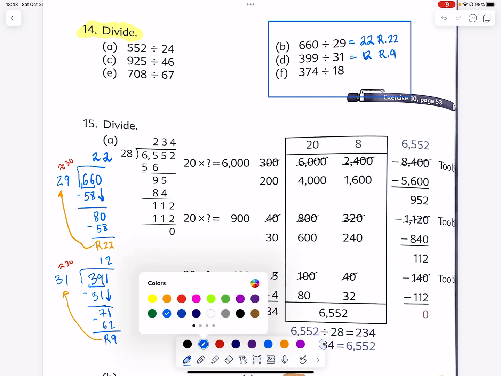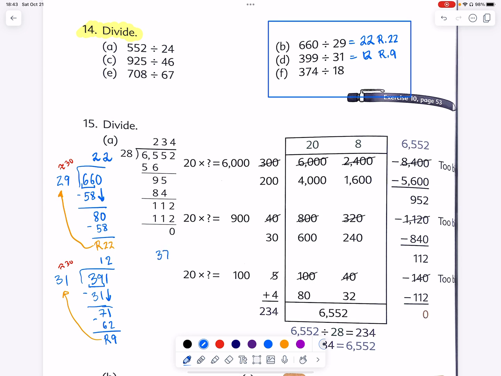And finally, third example. 374 divided by 18. It's a good idea to think of 18 as 20 if necessary, but in this example, we can just ask ourselves, 18 doesn't go into 3, but 18 goes into 37. How many times? 2 times. 18 times 2 is 36. That's easy. So far, easy. Remainder 1. We bring down the next digit.